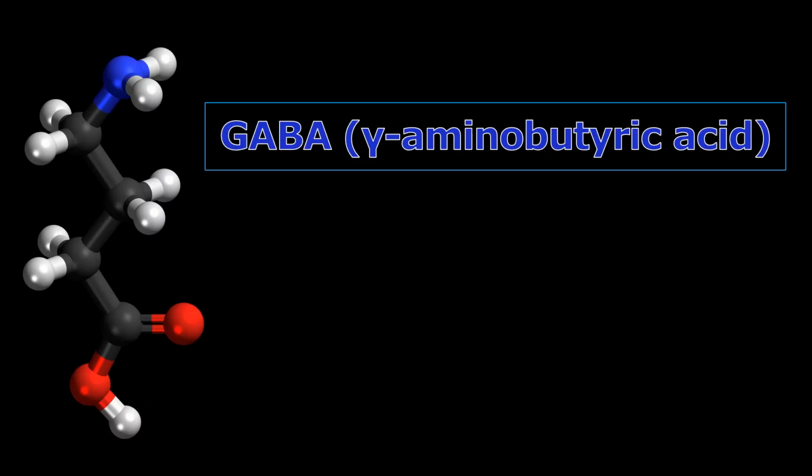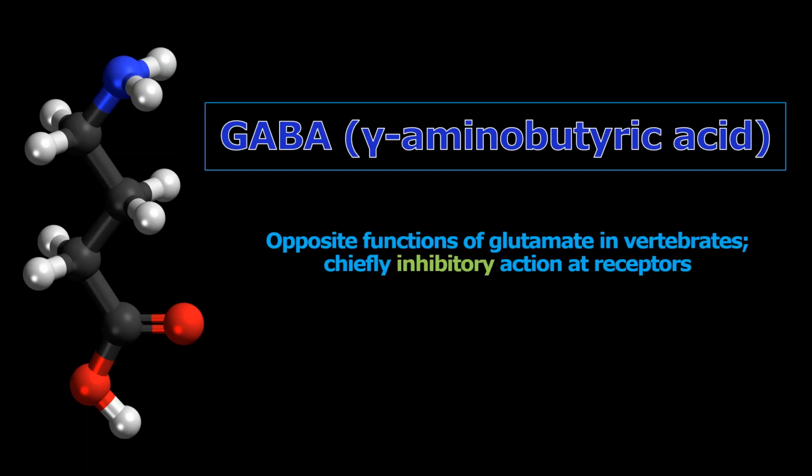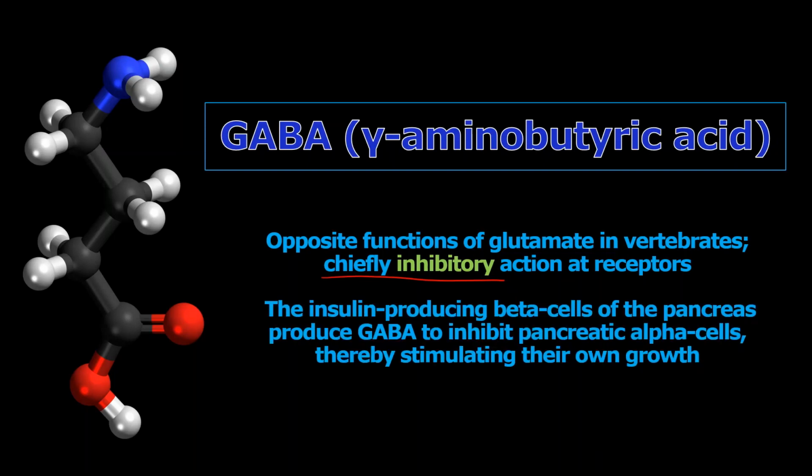GABA, or you could say, complexively, gamma-aminobutyric acid, is another very popular neurotransmitter, and it's pretty much the polar opposite of glutamate. This is a chiefly inhibitory neurotransmitter in vertebrates. And just as a side note here, insulin-producing cells called beta cells in the pancreas inhibit alpha cells, which produce glucagon, which is the antagonist to insulin, and thereby they stimulate their own growth. So you will hear about GABA not only in the nervous system itself, but also inside of the pancreas.